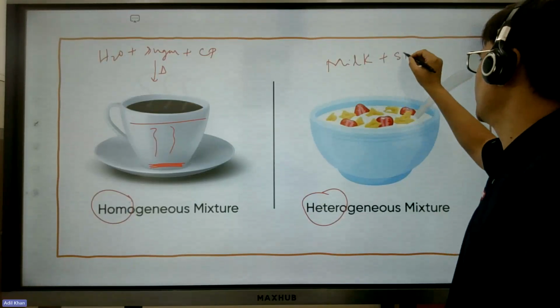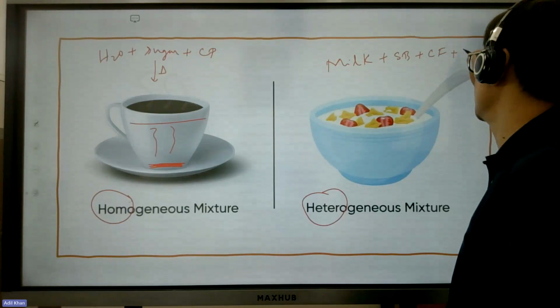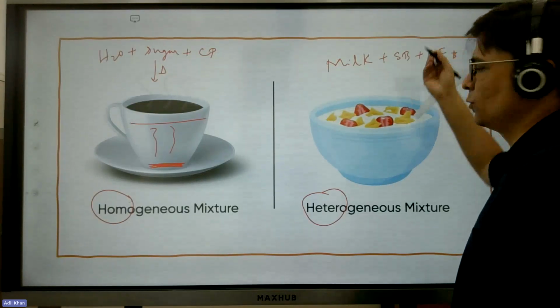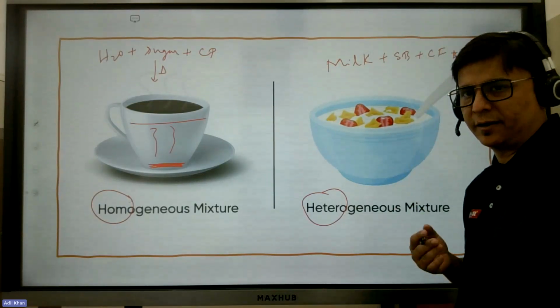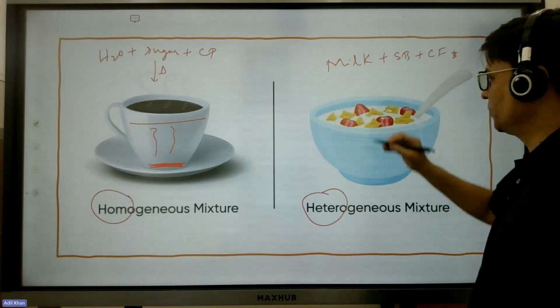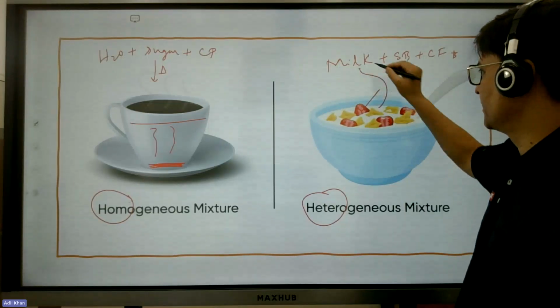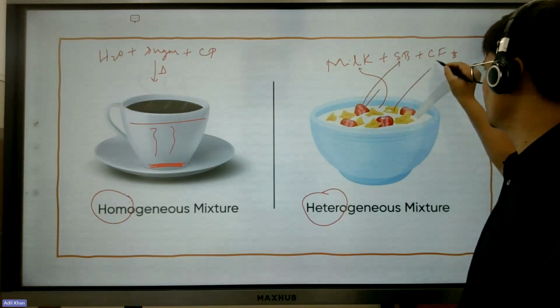Here you have strawberries. Here you have corn flakes. Here you can even have dry fruits. Or let's avoid the dry fruit part. Suppose three only. So three constituent particles are there: milk, strawberries, and corn flakes. Now inside this, your strawberry is clearly visible. This is milk, this is strawberry, and this is your corn flakes.